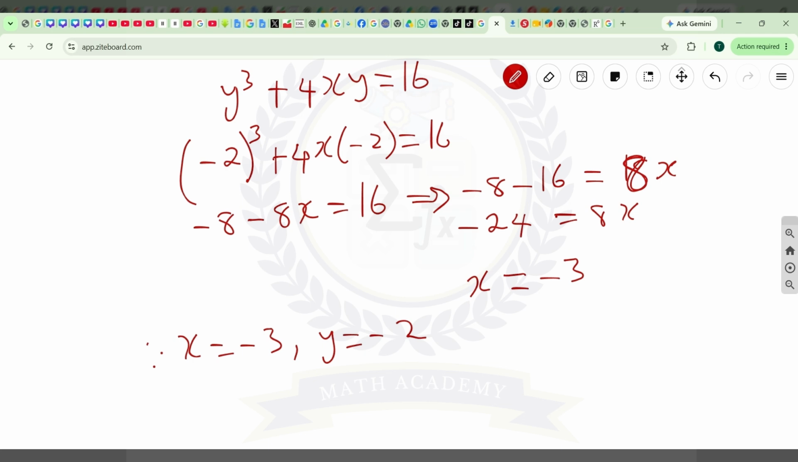So the coordinates of the point on the curve where this tangent is parallel to the y-axis is (-3, -2), and that becomes the final answer.